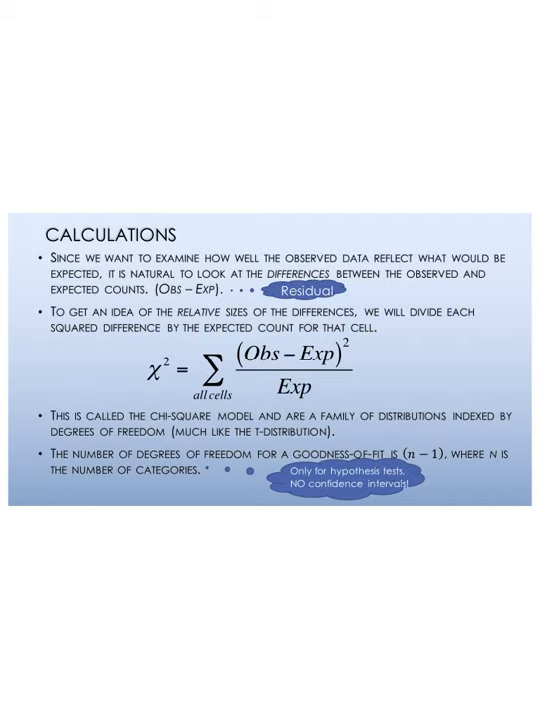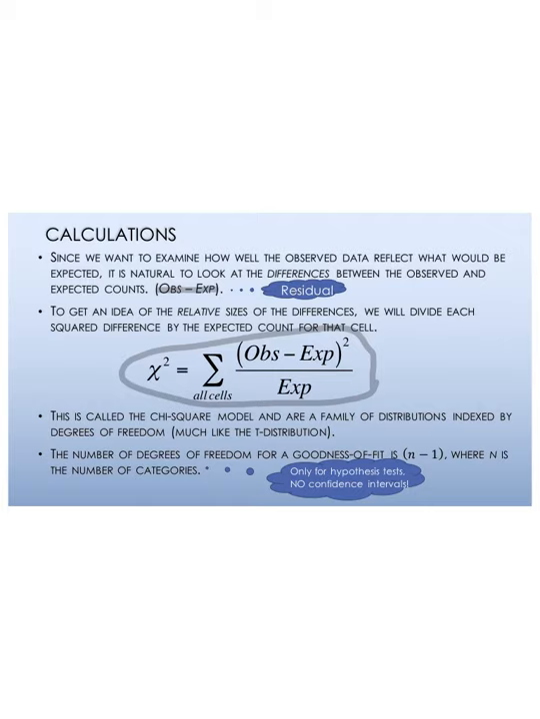Since we want to examine how well the observed data reflect what would be expected, it is natural to look at the differences between the observed and expected counts. Think of observed minus expected as a residual from last semester. To get an idea of the relative sizes of the differences, we will divide each squared difference by the expected count for that cell. This is the formula that is posted on your formula packets. This is how we find our test statistic in a chi-square model.